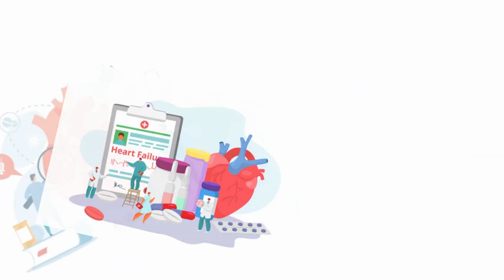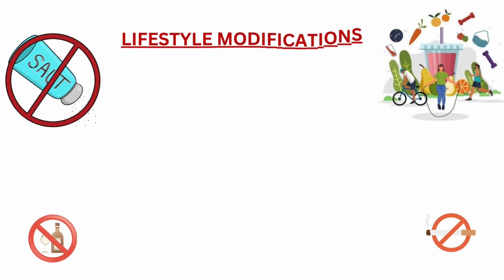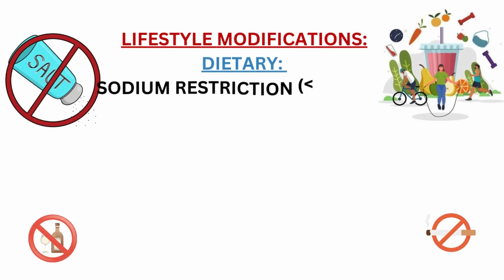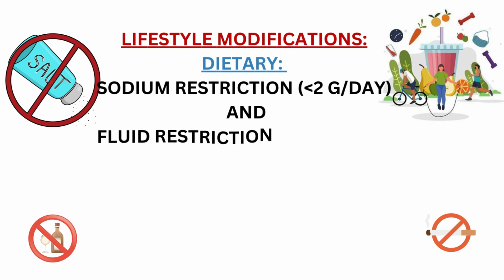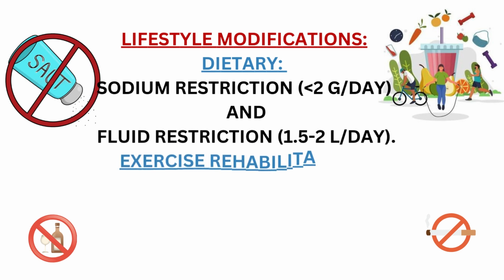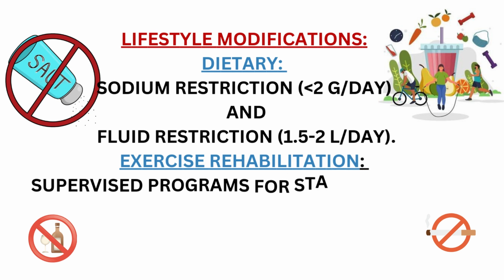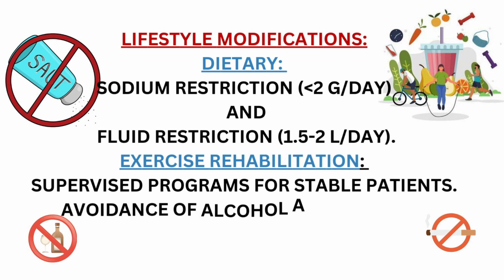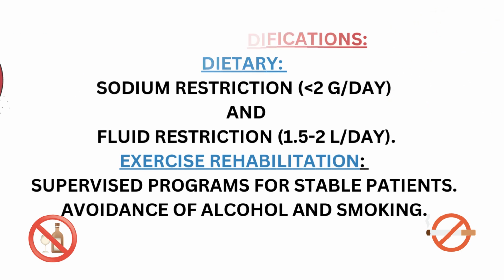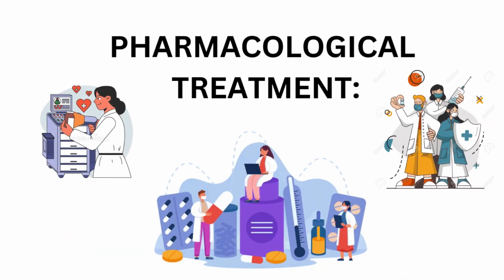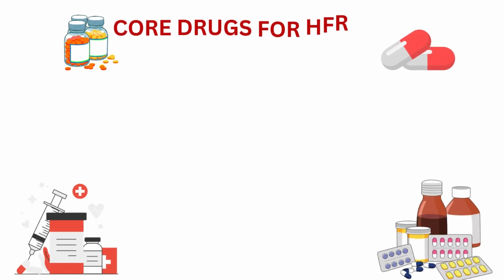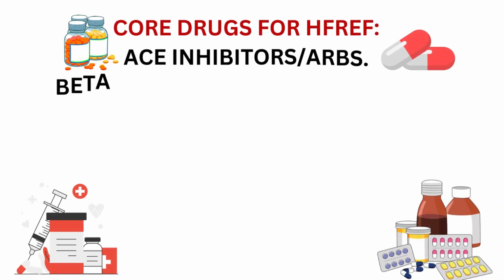Management. 1. Lifestyle modifications. Dietary sodium restriction, 2 grams per day, and fluid restriction, 1.5 to 2 liters per day. Exercise rehabilitation, supervised programs for stable patients. Avoidance of alcohol and smoking. 2. Pharmacological treatment. Core drugs for heart failure with reduced ejection fraction.